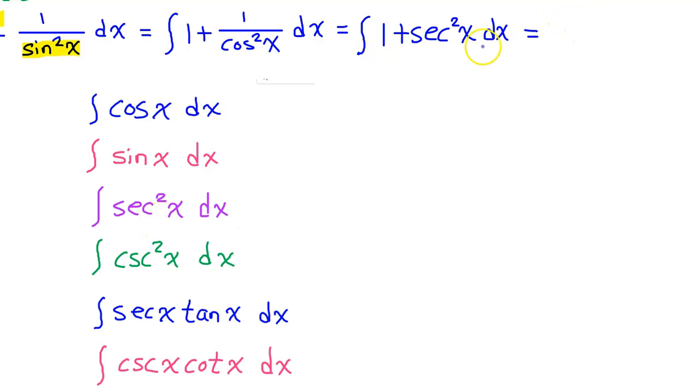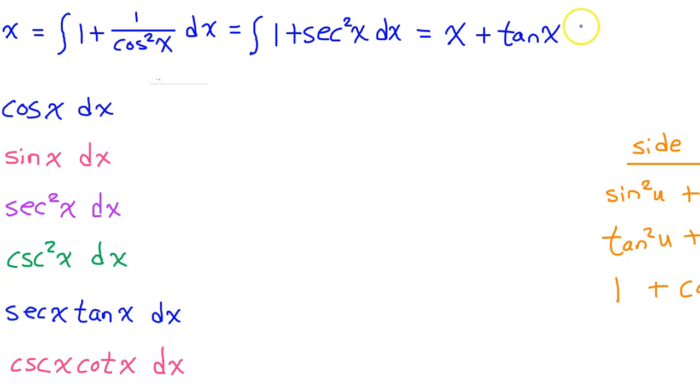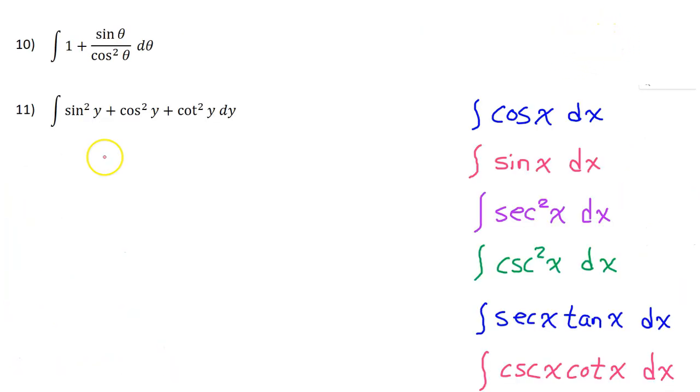We are integrating with respect to x, so the antiderivative of 1 is x. The derivative of what is secant squared? The derivative of tangent is secant squared. So, tangent x plus c. Pause the video and try number 10 on your own.